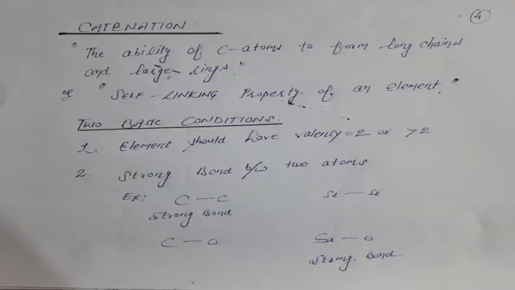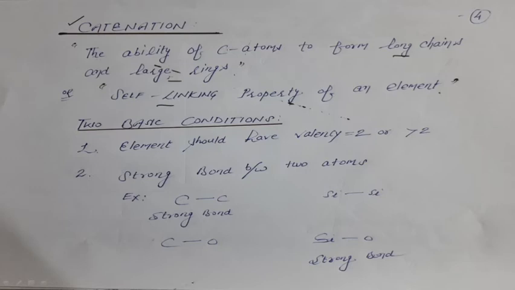Catenation, the most important property of carbon: the ability of carbon atoms to form long chains and large rings. In simple words, we can say it is the self-linking property of an element, and if the element is carbon, its self-linking property is the highest among all the elements in the periodic table.